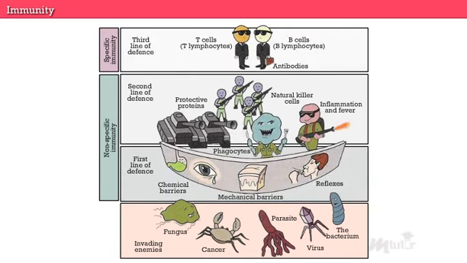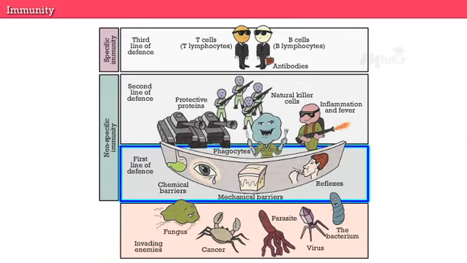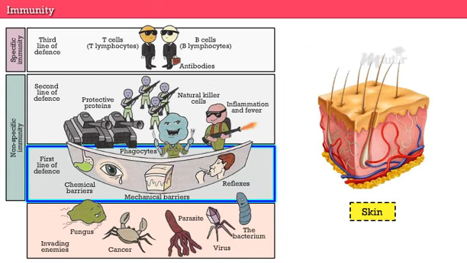Now, let us focus on the first line of defense system. It consists of physical and physiological barriers. Physical barriers are classified into mechanical barriers, reflexes, and chemical barriers. The skin of our body is the main mechanical barrier. Its tough outer layer prevents the entry of microorganisms or any other particles.